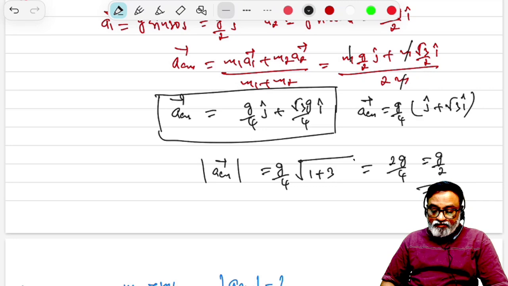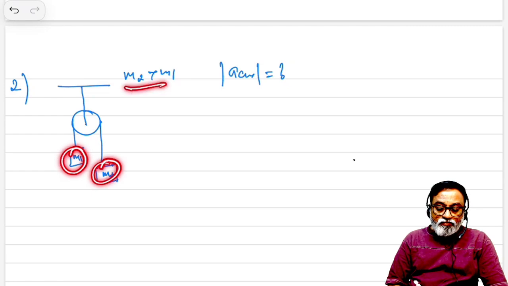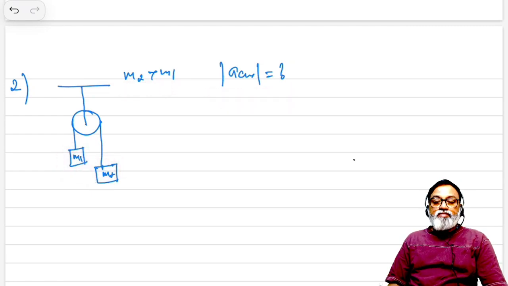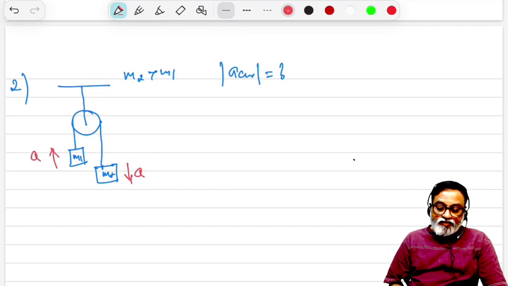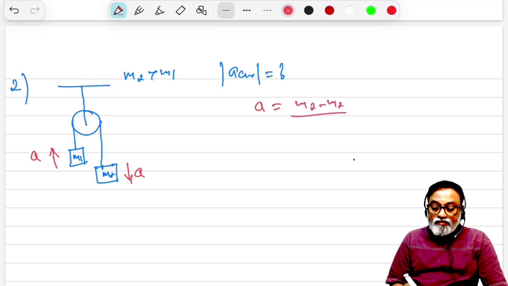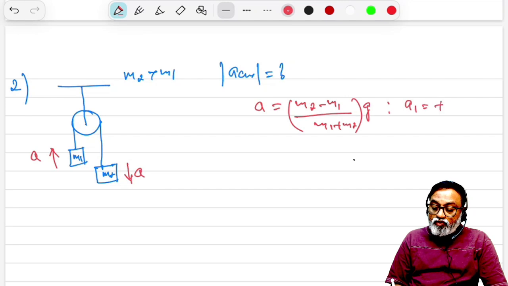This is the acceleration. See here, this is the Atwood machine. Here m1 and this is m2, with m2 greater than m1. Then find the acceleration of center of mass of the system. See here, m2 is greater than m1, therefore it moves downwards with an acceleration a, and m1 moves with an acceleration a upwards. This acceleration a is equal to m2 minus m1 by m1 plus m2 into g. Here this acceleration we consider positive. Therefore, here a1 is equal to plus a and a2 is equal to minus a.